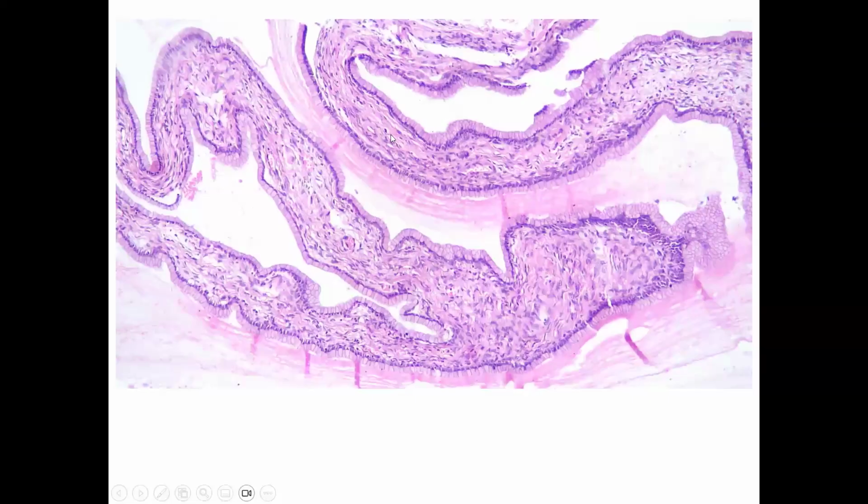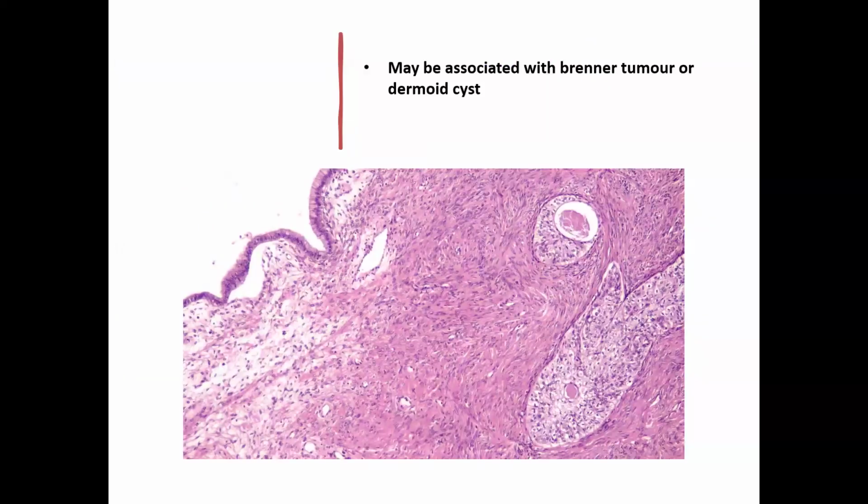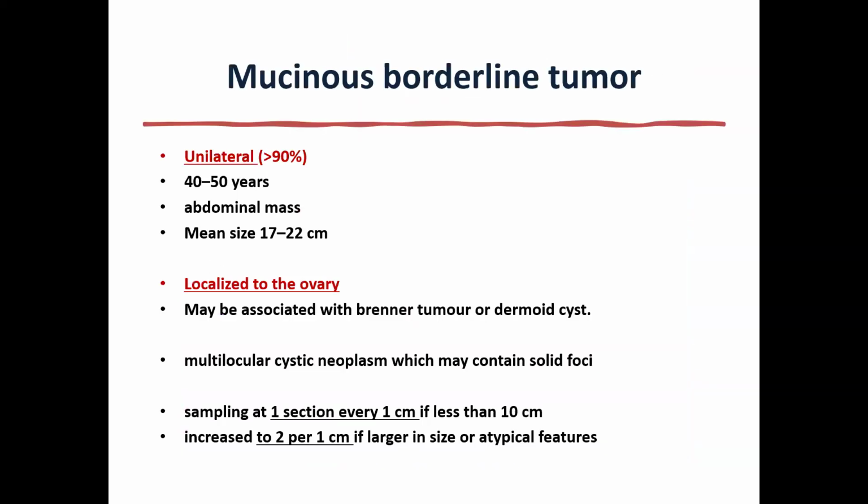Here's the classic mucinous cystadenoma, mucinous epithelium with small basal nuclei, no stratification or epithelial proliferation. The mucinous cystadenoma can be associated with Brenner tumor or dermoid cyst. Mucinous borderline tumor is unilateral in more than 90% of cases. So if we have something called a mucinous borderline tumor, and we have disease in the omentum, the ovaries and other organs, this is not a primary ovarian mucinous borderline tumor. This is against the concept of mucinous borderline tumor.